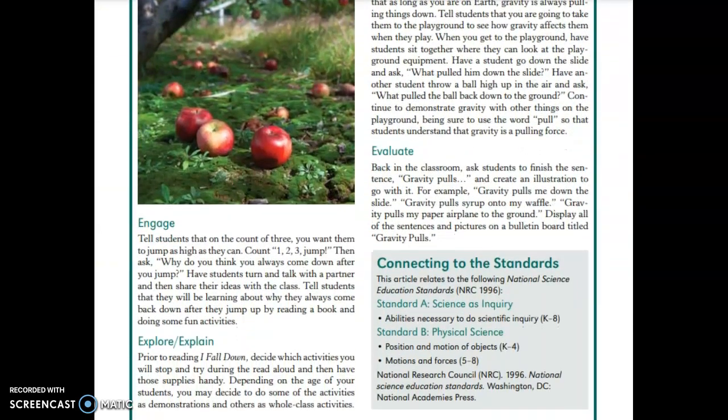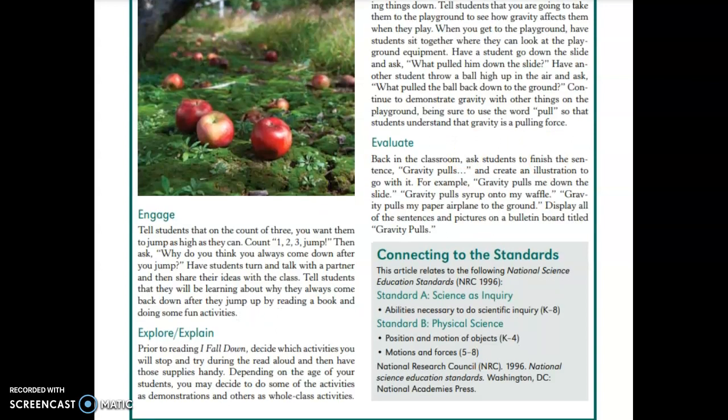Okay, so for our engage phase, to capture students' interest, students will be asked to jump in unison. On the count of 1, 2, 3, jump. All students jump at the same time, and then the teacher will ask, "Why do you think you always come down after you jump?" Students will turn to their elbow partner and share their ideas. After, I would want individual students to share their ideas with the class. However, we wouldn't necessarily accept or reject these answers because the book will go into more detail about that.